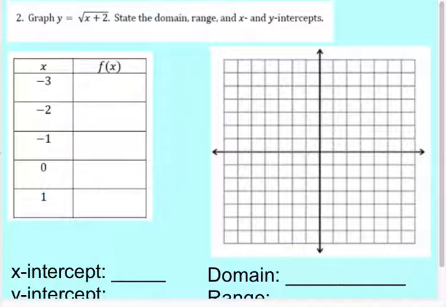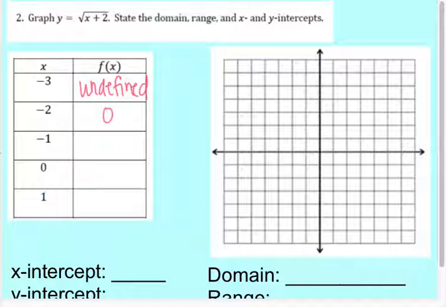So we want to graph y equals the square root of x plus 2. State the domain, the range, and the x and y intercepts. So let's go ahead and start filling in our table. If I plug in negative 3, negative 3 plus 2 is negative 1. The square root of negative 1 is undefined, so you'd say undefined, or it's a non-real answer. If I plug in negative 2, negative 2 plus 2 is 0. The square root of 0 is 0.